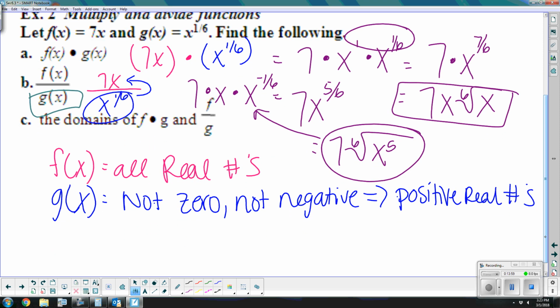So since h of x has to be in the domain of f of x and g of x, h of x is all positive real numbers.